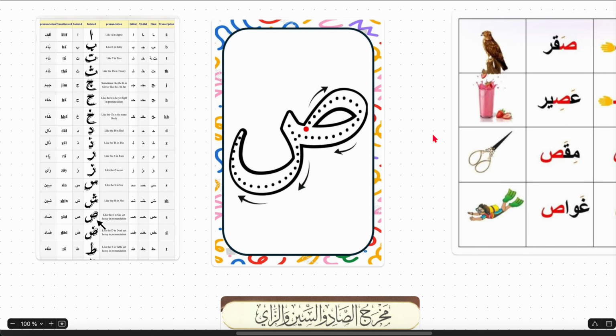Okay, you see in this picture the letter Sad. The letter Sad seems like this here. Okay, this is the letter Sad. We're beginning with writing from this red dot here, in this direction, and after that down, left, and after that we're drawing this circle here, or half circle.